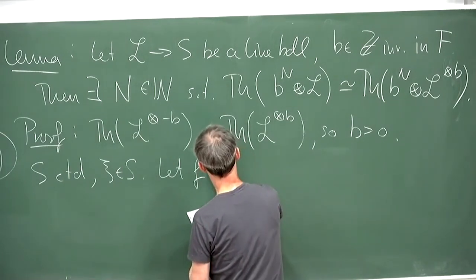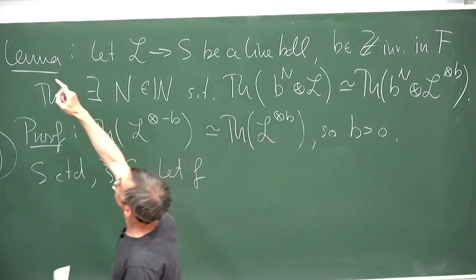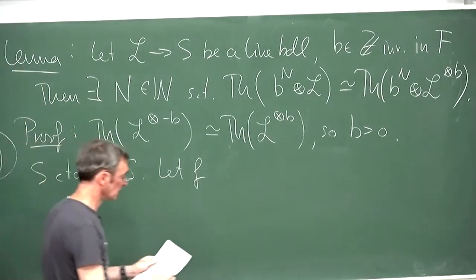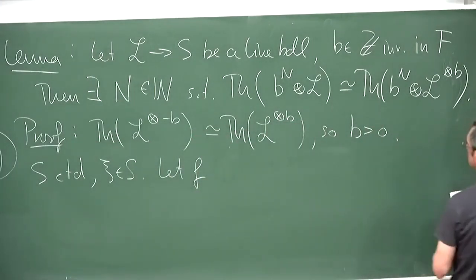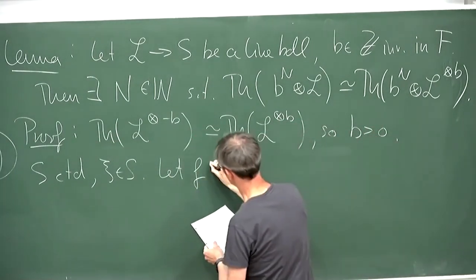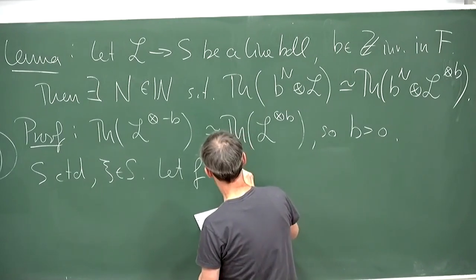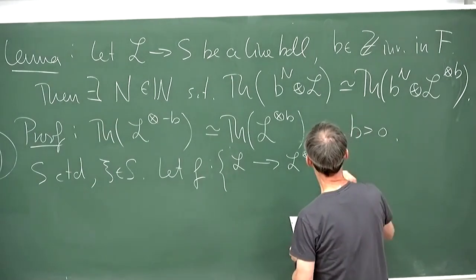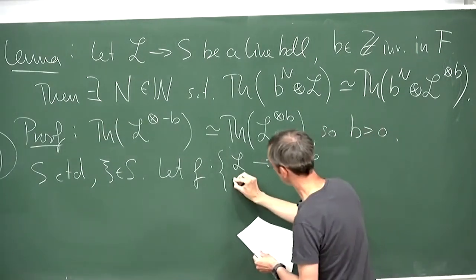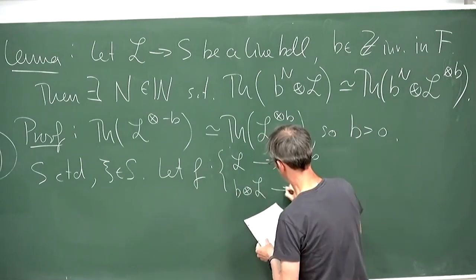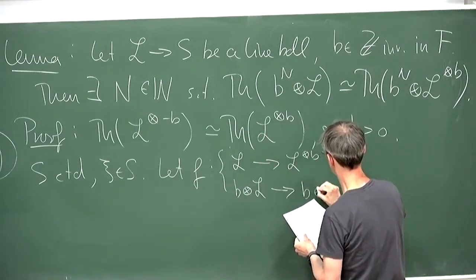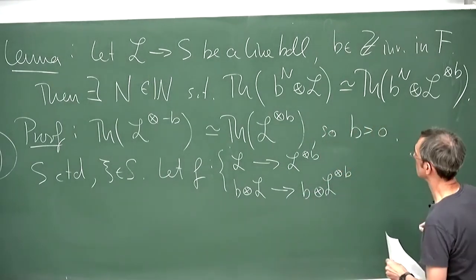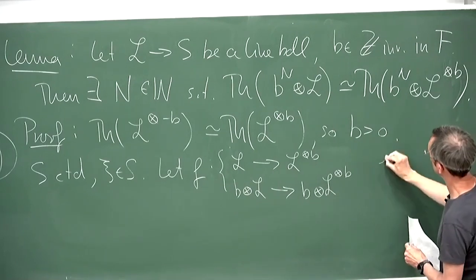So the map there is given for the trivial line bundle case, but you can do this on sections. So this gives you either a map from L to L tensor b, or b tensor L to b tensor L tensor b. So this is from the lemma above.